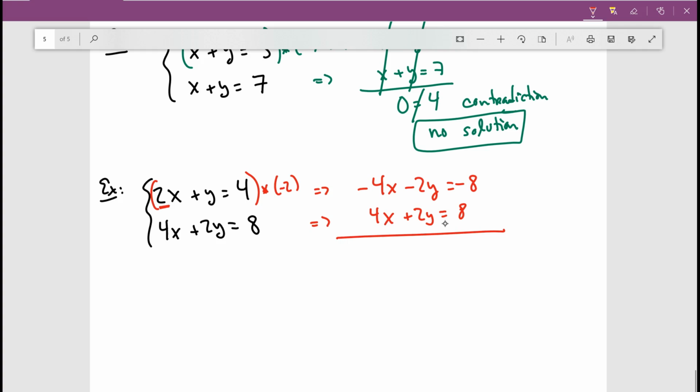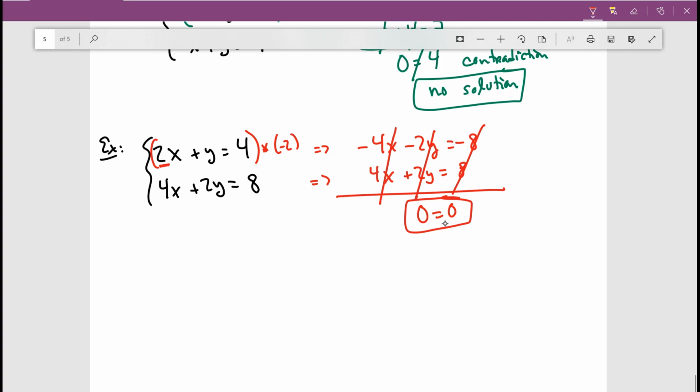Okay, so now this goes away, and this goes away too. So I get 0 equals 0. So whenever you get something that looks like that, this is actually what we call an identity. So whenever you have an identity, something equals itself, this means infinitely many solutions. Okay, and that's what you will write.